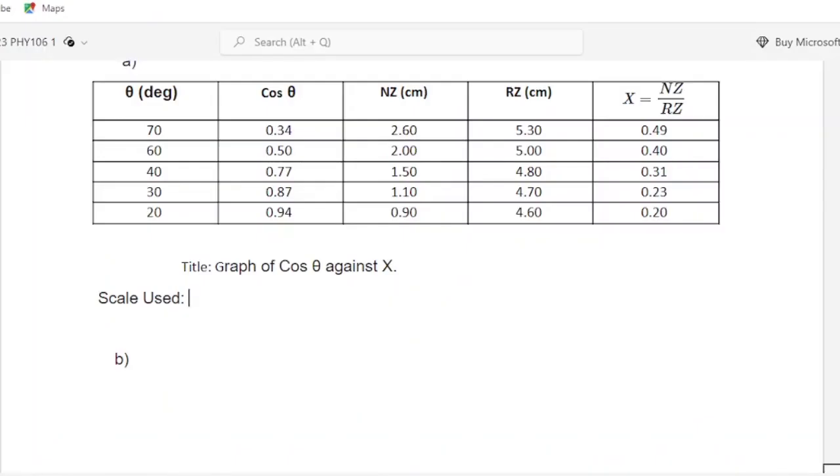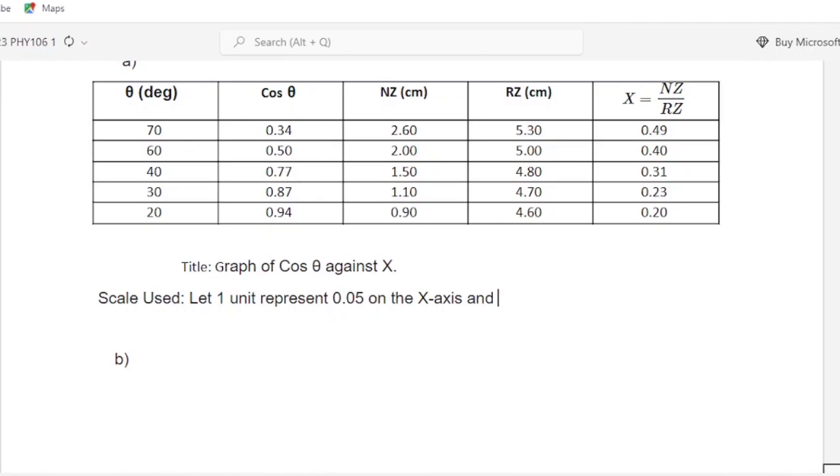So let one unit represent 0.05 on the x-axis.